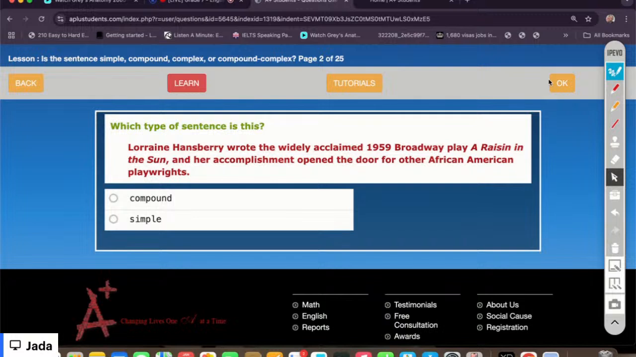So, this one: "Lorraine Hansberry wrote the wildly acclaimed 1959 Broadway play A Raisin in the Sun, and her accomplishments opened the door for other African American playwrights." So, compound or simple? We have "and" here and we have the comma, meaning that this is a compound sentence, right?